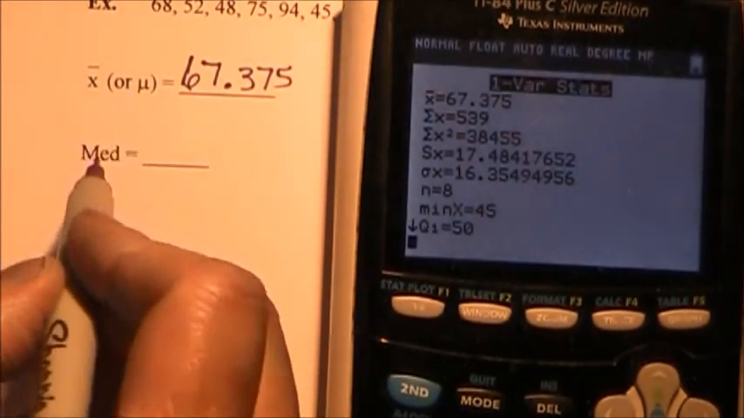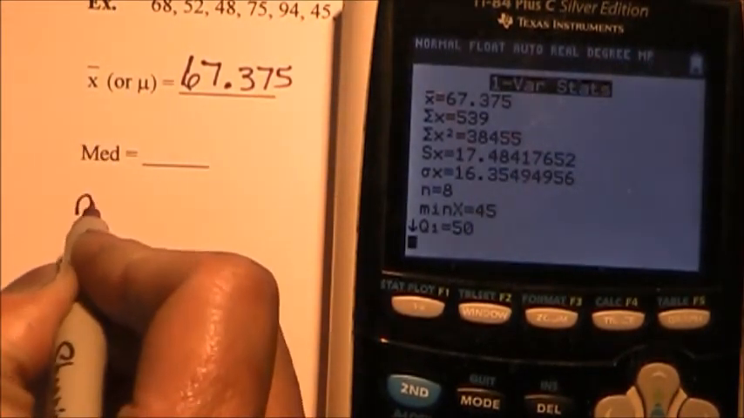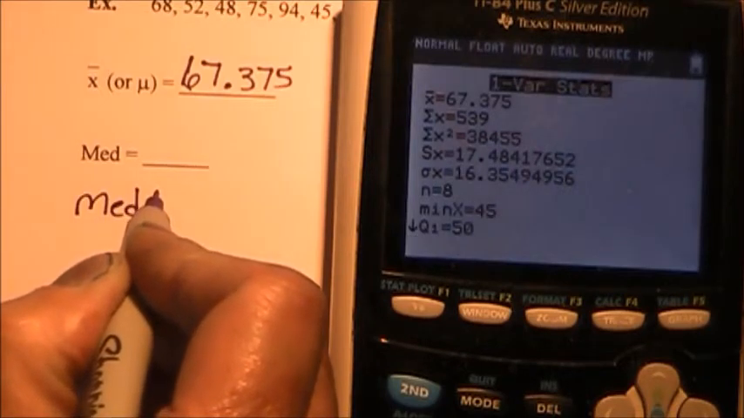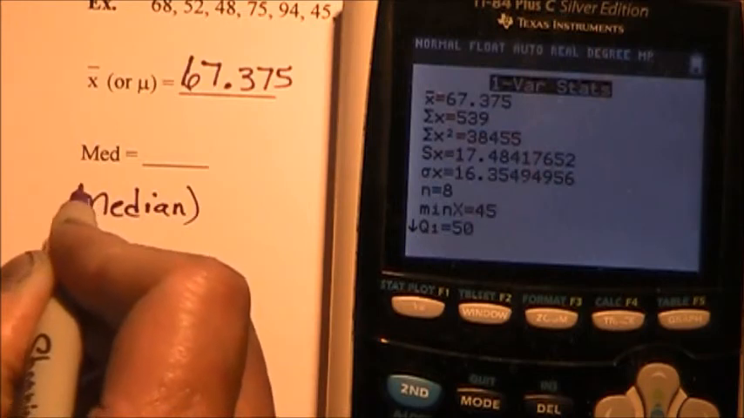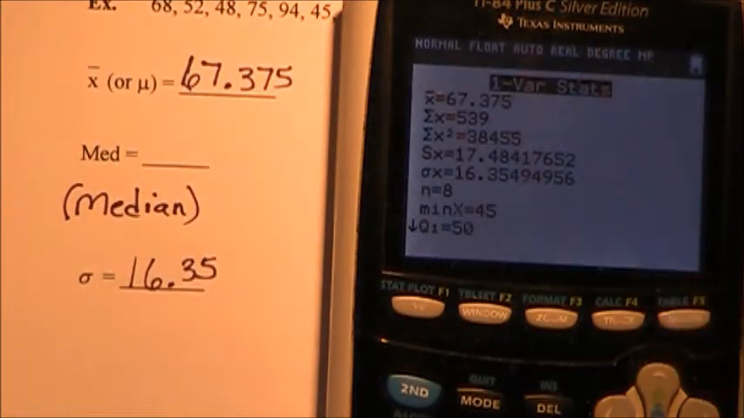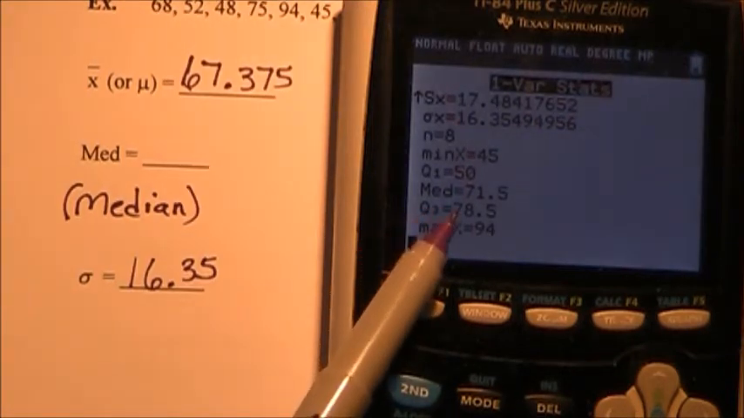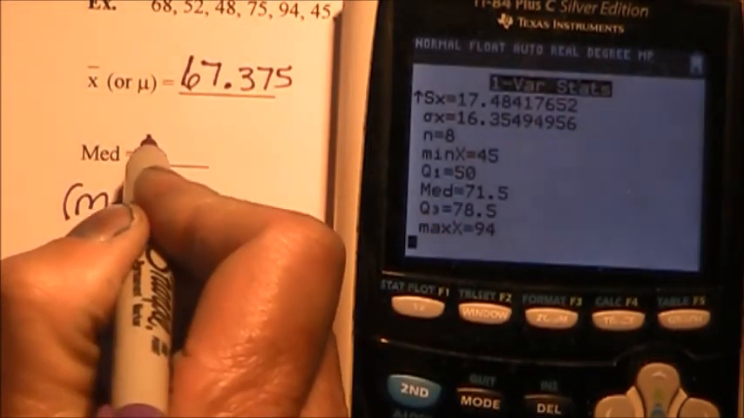And then the last thing it's asking us for is the median. So the MED here is what shows on the calculator. That stands for median. And in order to find our median, we're going to hit our down arrow until it appears. And there it is, MED 71.5.